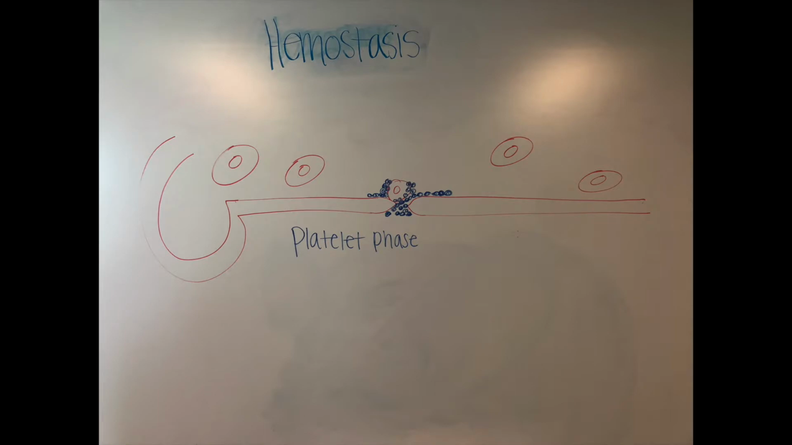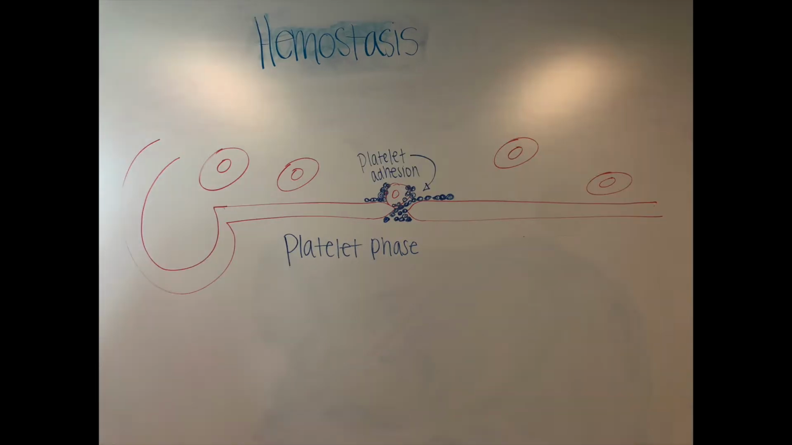The platelet phase begins when platelets attach to the sticky endothelial surface. As more and more platelets stick to the surface and to one another, the platelets form a plug. This process is called platelet aggregation. The forming of this plug begins within 15 seconds after injury.